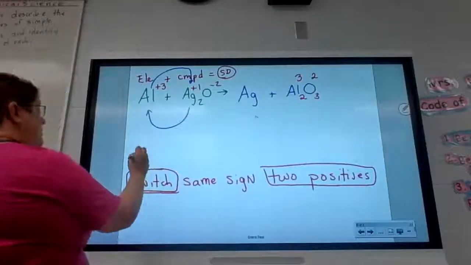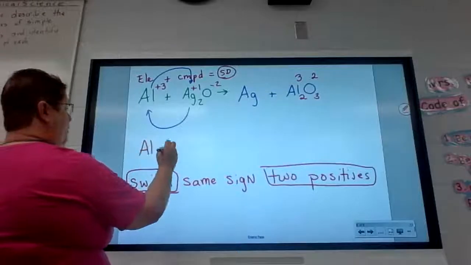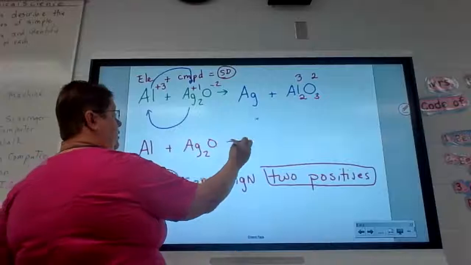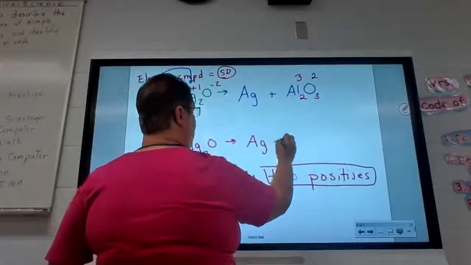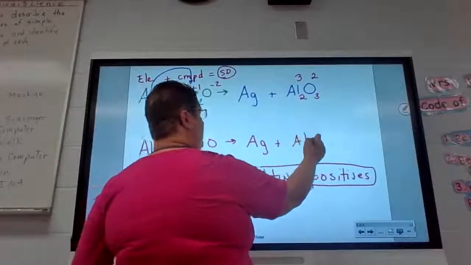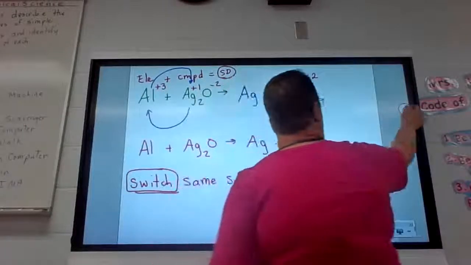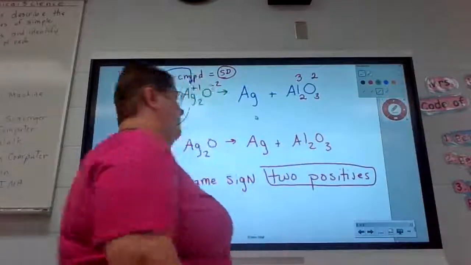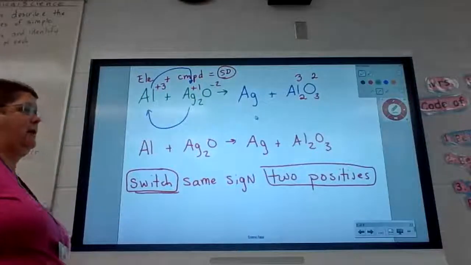So if I rewrite this mess I have, Al plus Ag2O, Ag goes to Al2O3. And since Ag isn't one of those things, you don't do anything. That's right. We didn't do anything to it because it's not one of the 7. So it doesn't have anything on it.